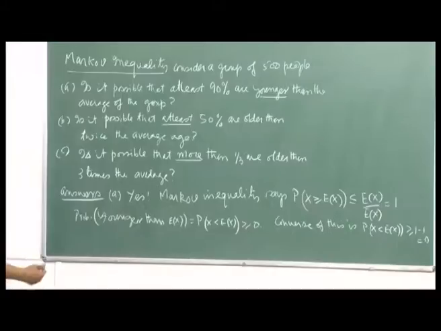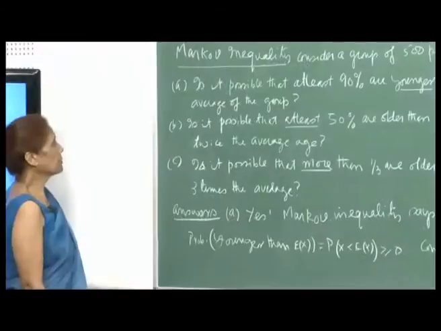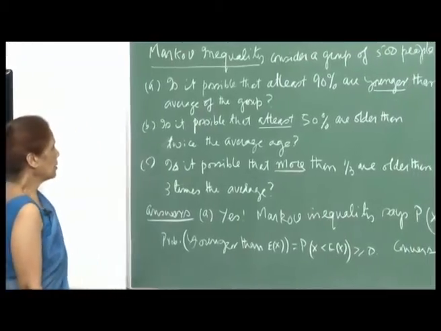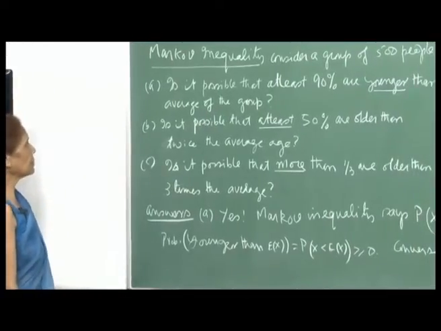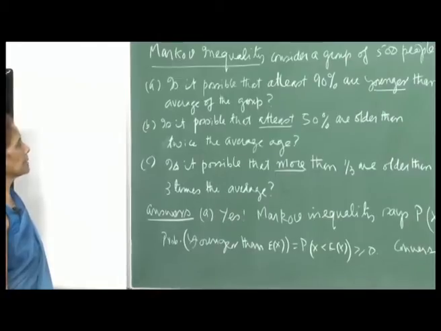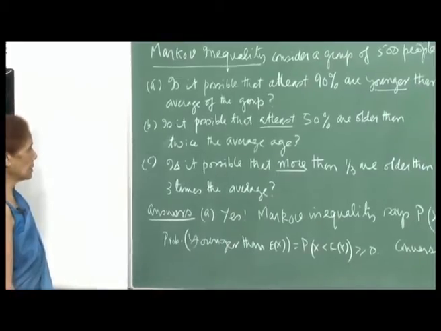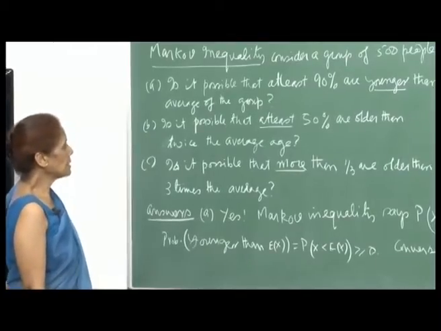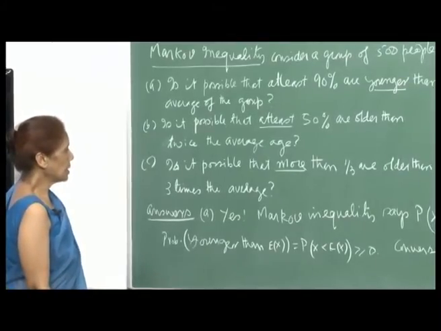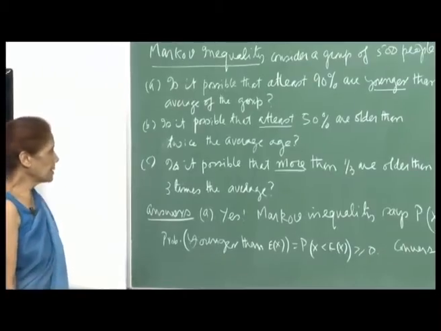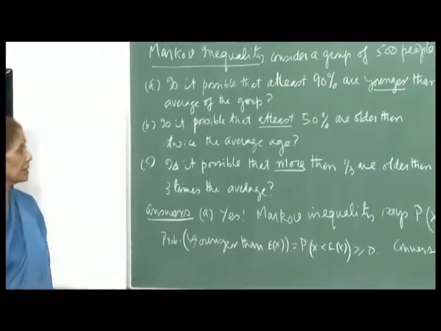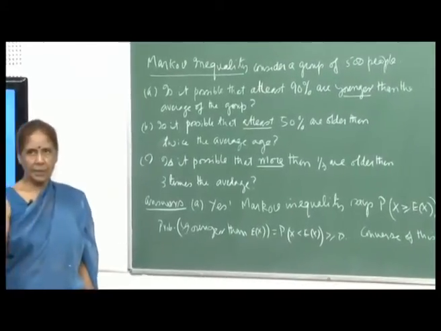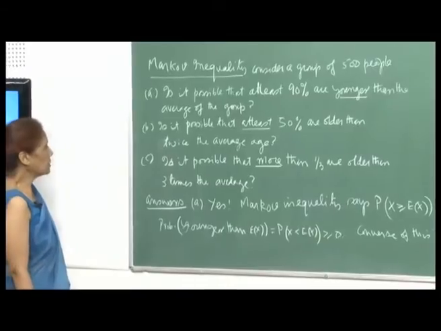Okay. So, let us see interesting applications of the Markov inequality. Consider a group of 500 people. Now, you want to ask this question: is it possible that at least 90% are younger than the average of the group? The next question is, is it possible that at least 50% are older than twice the average age? And another question could be, is it possible that more than 1/3 are older than 3 times the average? So, let us try to see what kind of answers Markov inequality will give you.